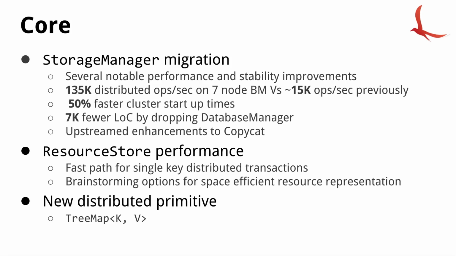As an example, I created a simple load test that attempts to measure how many distributed operations we can do on the cluster. The specific operation we do here is incrementing an atomic counter, which is a good proxy for all the different consistent operations that you can do. In this experiment, on a 7-node bare metal cluster, we can do upwards of 135K operations per second. Whereas previously, once you hit 15 or around that mark, things would become very unstable. So this is a significant improvement in terms of performance and also stability.